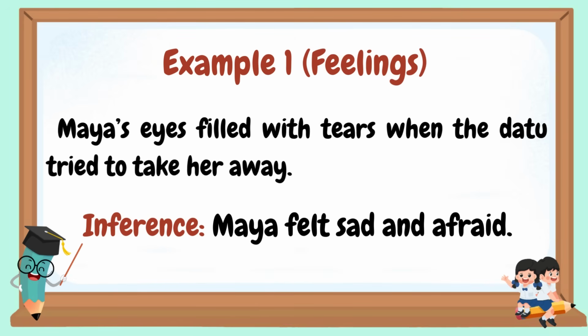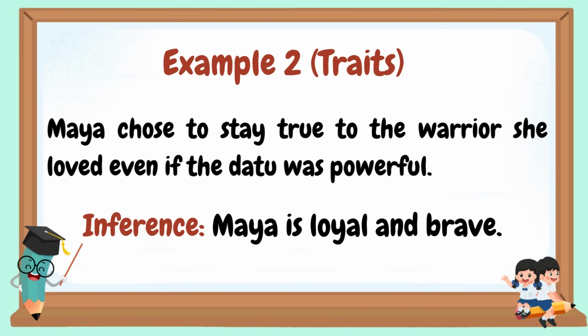Example 1. Feelings. Maya's eyes filled with tears when the Datu tried to take her away. The inference here is Maya felt sad and afraid. Example 2. Traits. Maya chose to stay true to the warrior she loved even if the Datu was powerful. Inference. Maya is loyal and brave.